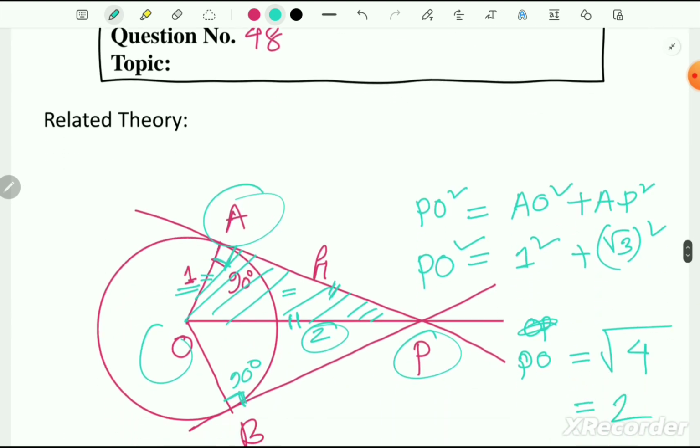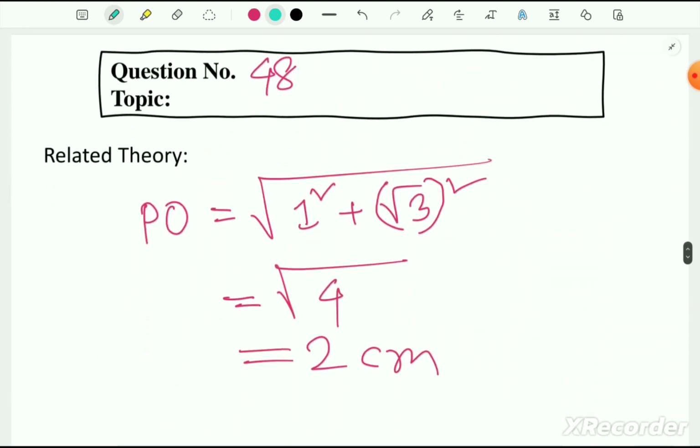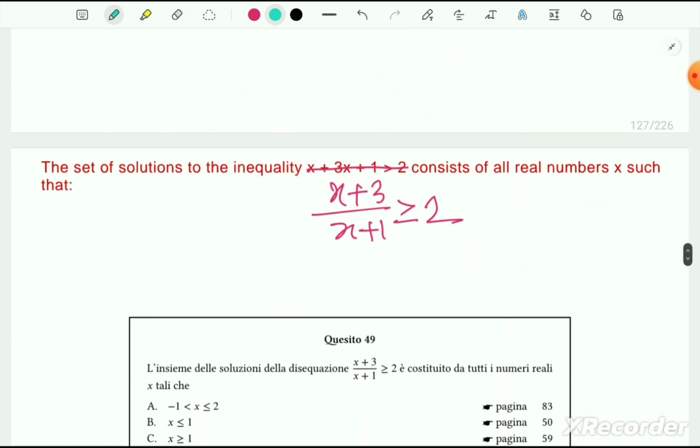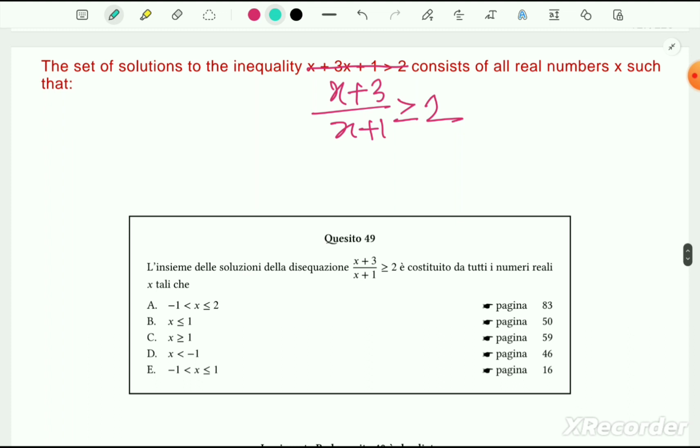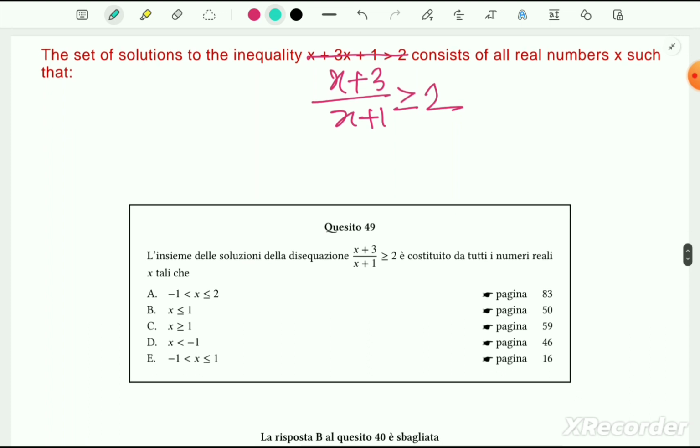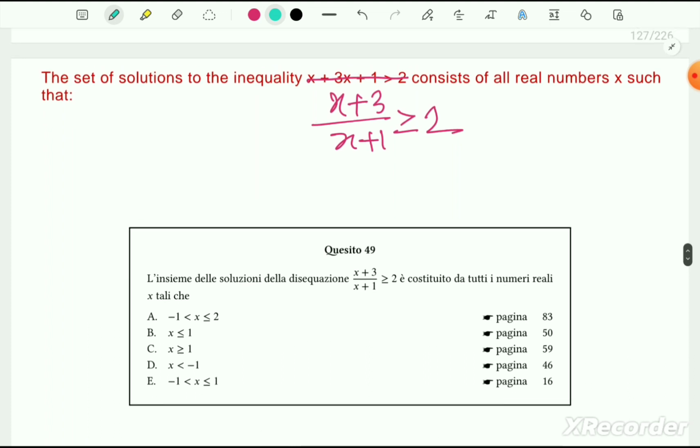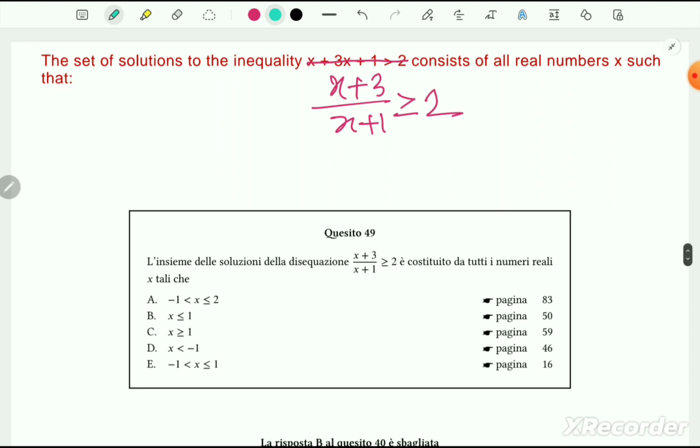Okay, so let's move on to our next question, that is 49, and that's going to be our last two questions. One of the set of solutions to the inequality x plus 3 divided by x plus 1 greater than or equal to. So we have to find the solution. This problem comes from the inequality chapter.